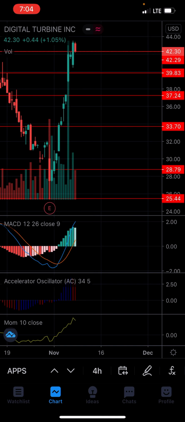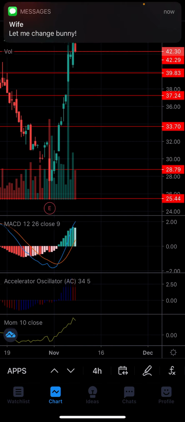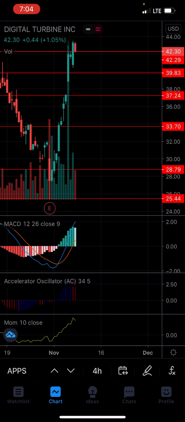That means that we are starting to lose momentum. It doesn't mean that we're out of the bullish zone. It just means that we're losing bullish momentum.